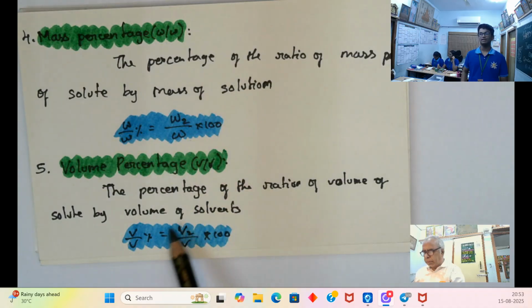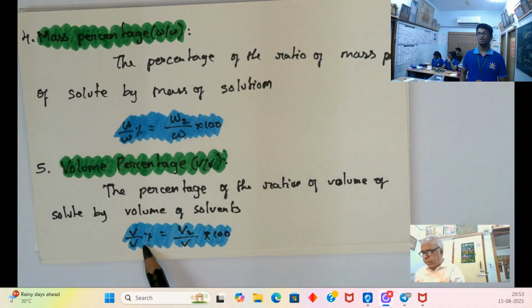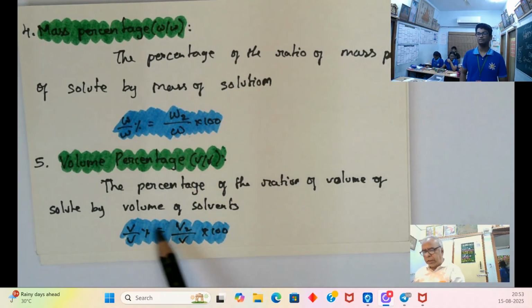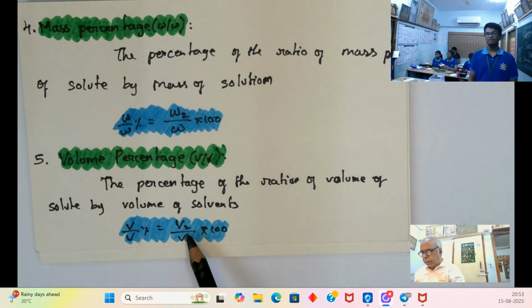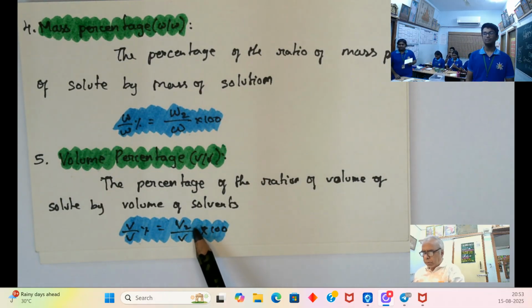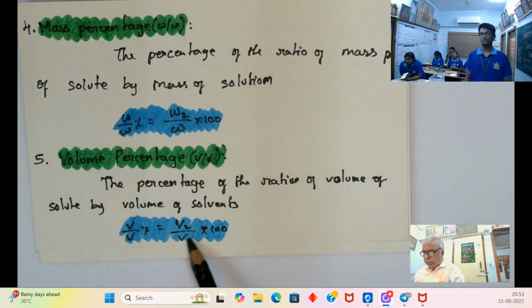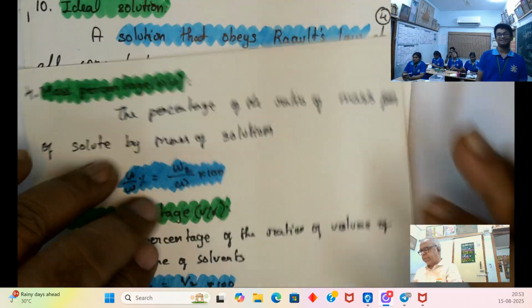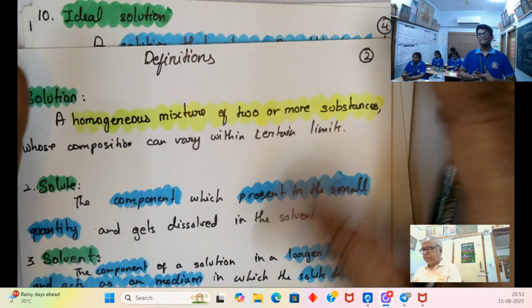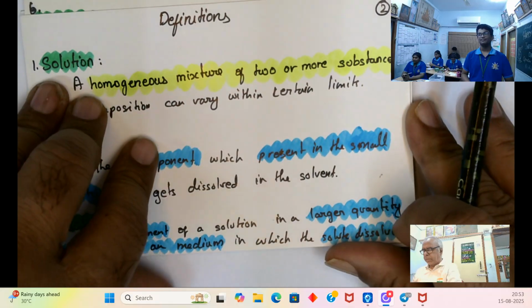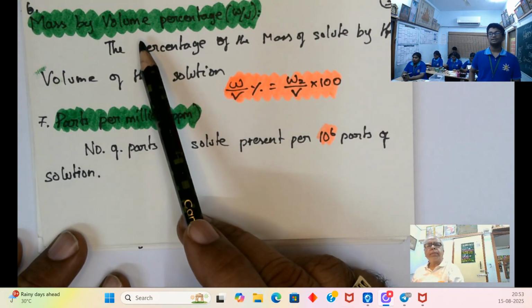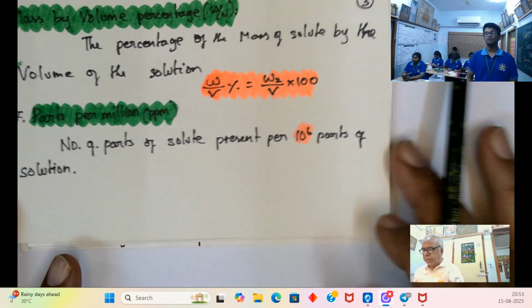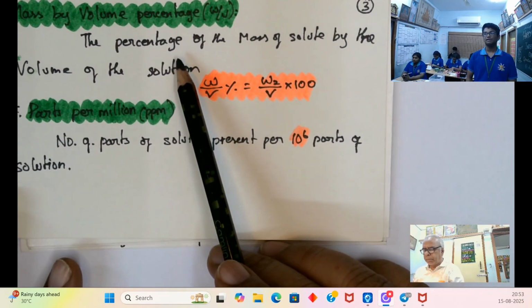Volume percentage, V by V: the percentage ratio of volume of solute to volume of solution. V by V percentage is equal to volume of solute by volume of solution into 100. Mass by volume percentage is equal to W2 by V into 100.